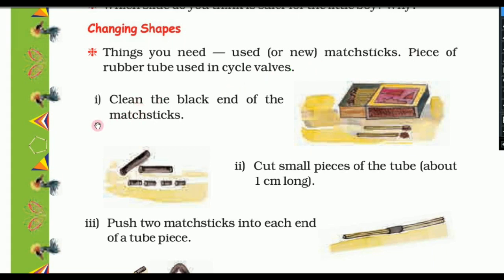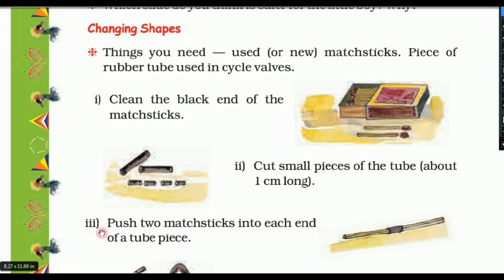First step, clean the black end of the mastic. So this is the black end of the mastic, clean this black end. Then second step, cut small pieces of the tube about 1 centimeter. Now the piece of rubber tube which you have taken, cut small pieces of that tube about 1 centimeter long. Here you can see these small pieces.